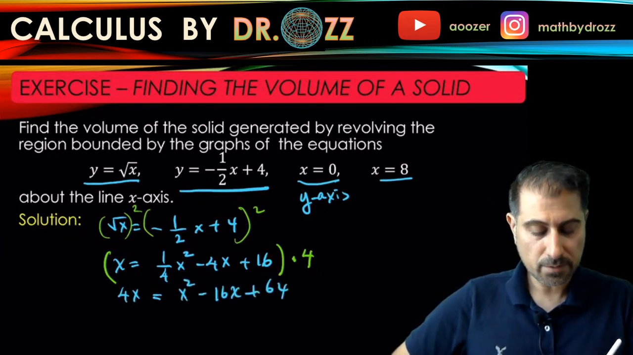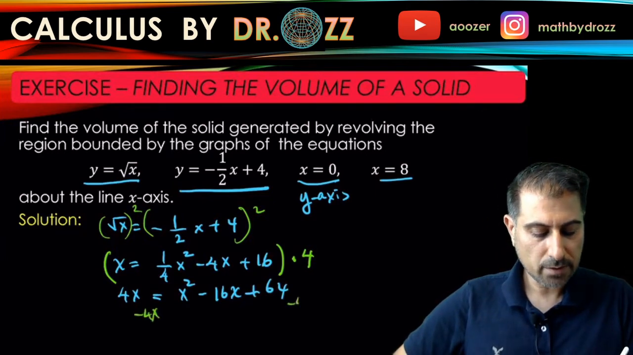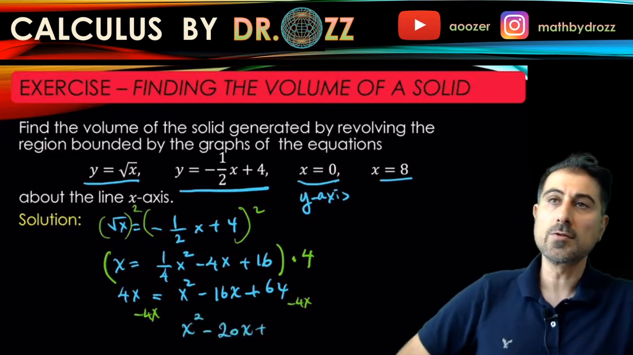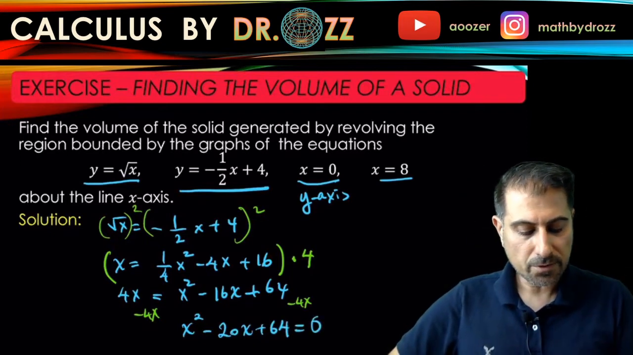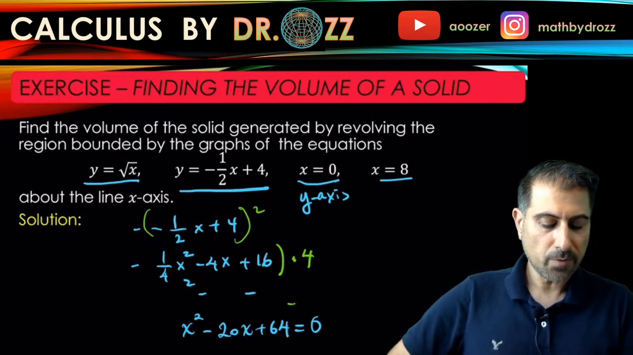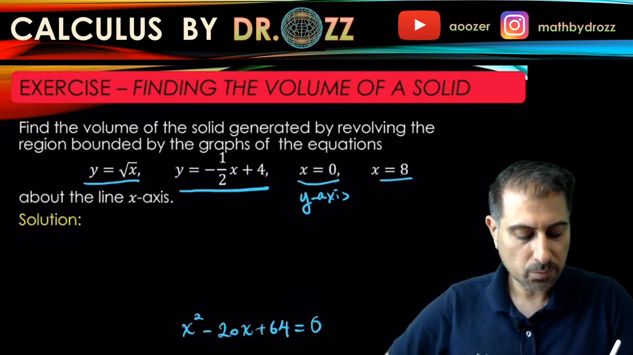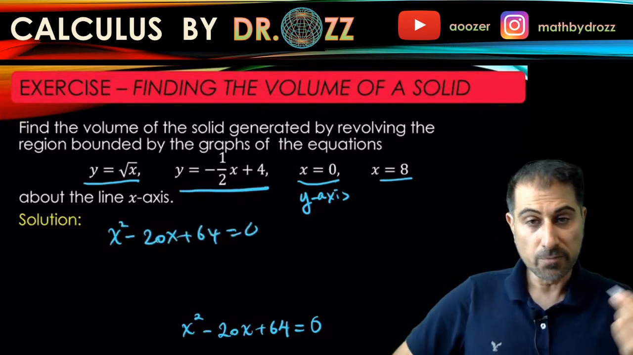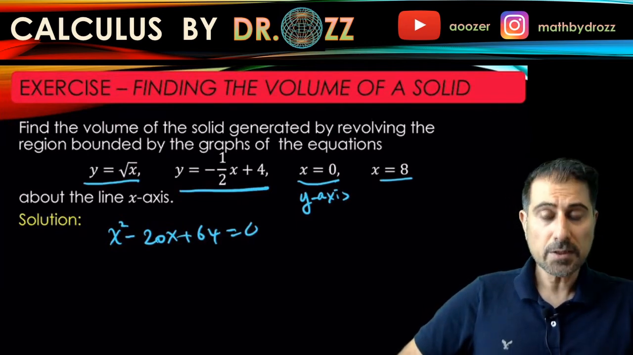Let's subtract 4x from both sides to get x squared minus 20x plus 64 equals 0. Here I need the zeros of this quadratic. Let me erase this part real quick and try to come up with the zeros: x squared minus 20x plus 64 equals 0. I'm going to do it my way, but you can use the quadratic formula if you want to. We're going to find two numbers.